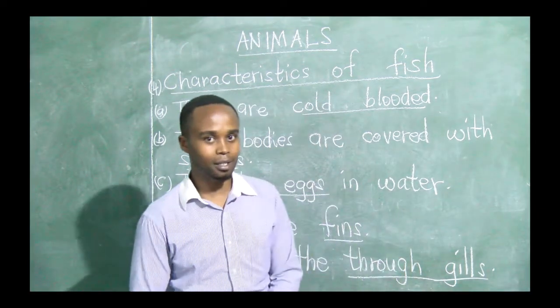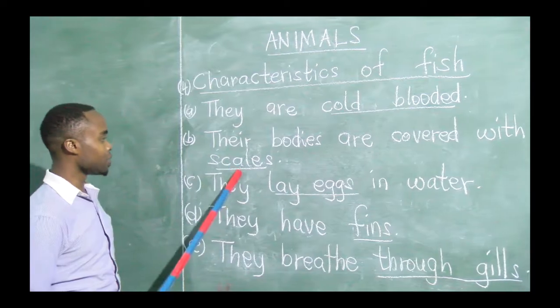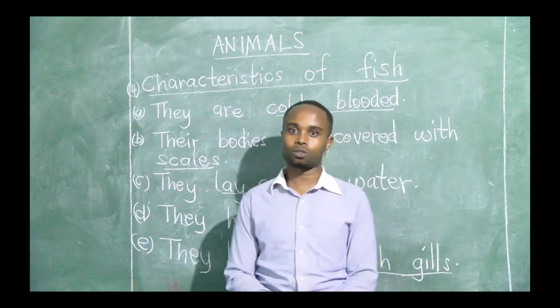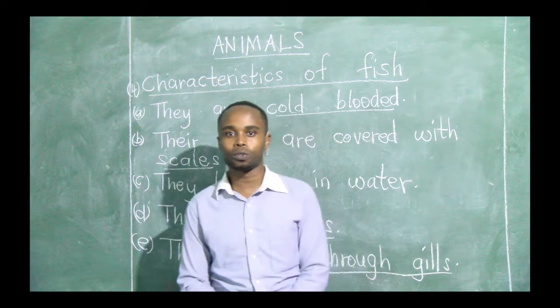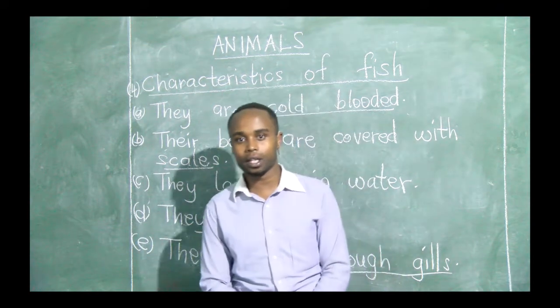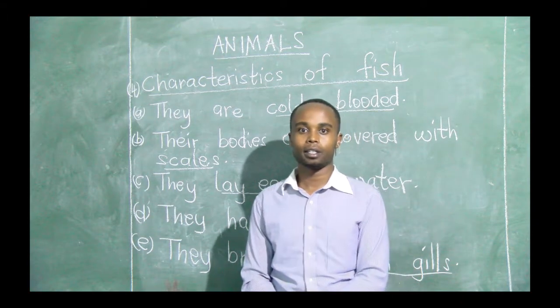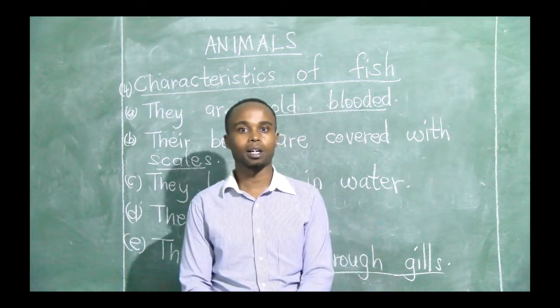Characteristic number 2, as you can see on the board, their bodies are covered with scales. That is the characteristic number 2. And I told you what scales are when we were talking about reptiles. Remember, reptiles are also covered with those scales. So somebody to remind me what scales are in Kiswahili. Yes, good. They are known as magamba. Scales are known as magamba. So that is good. That is characteristic number 2.